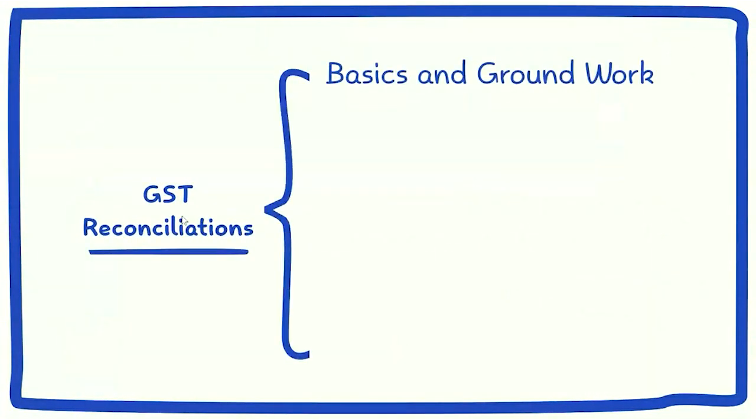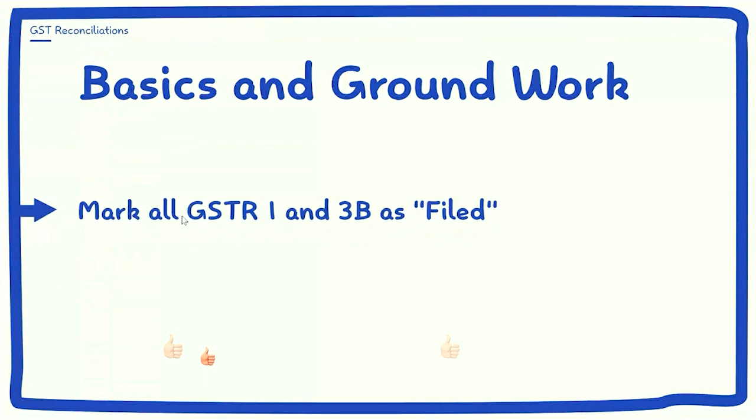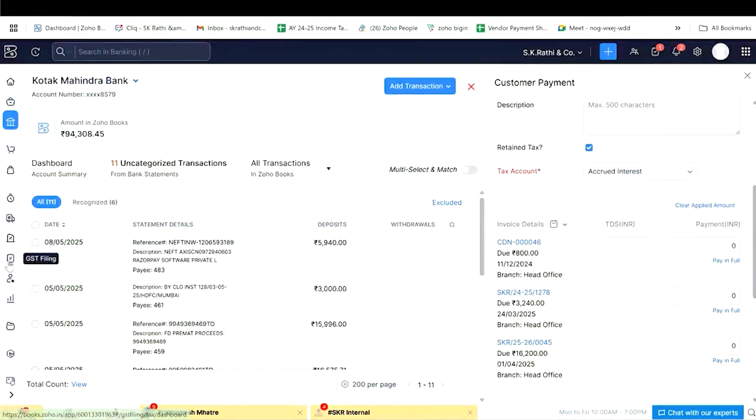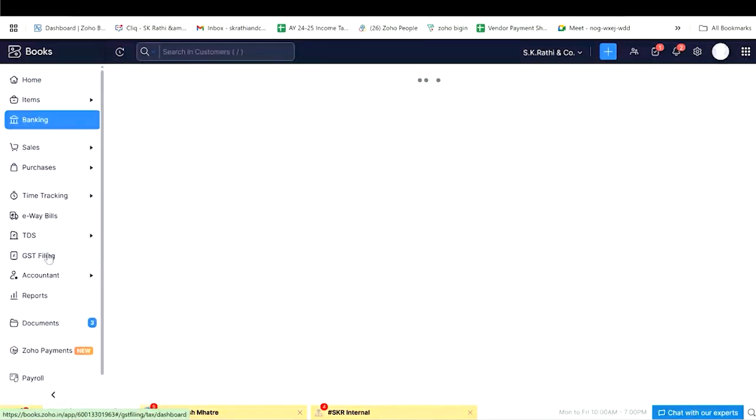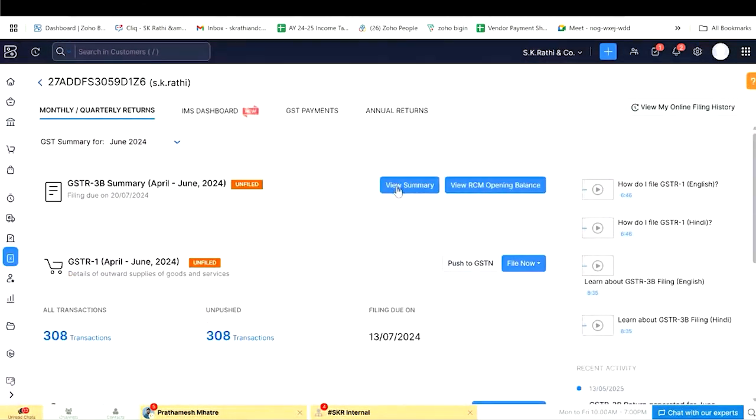So first of all, in GST reconciliation, you need to do basics and groundwork. So what is the basic groundwork before finalization? Ensure that all your GSTR 1 and 3B are filed. So if you go to Zoho Books, GST filing, if you see, our returns are not filed. So the first step that I need to do is view returns and start filing them.